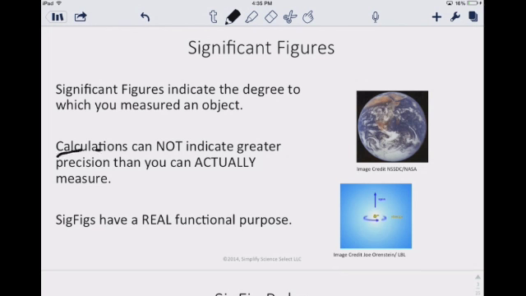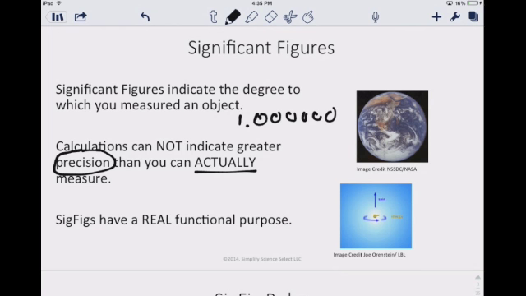So we can't say we have 8 million decimal places, 1.0000000 and just keep going out until infinity like what it looks like on our calculator. We can't do that. We cannot be more precise than what we can actually measure.